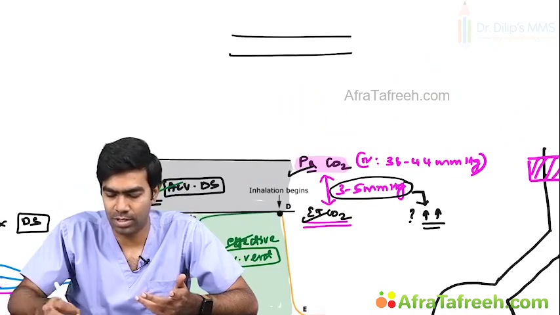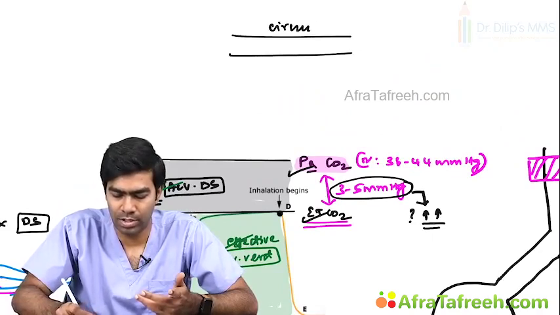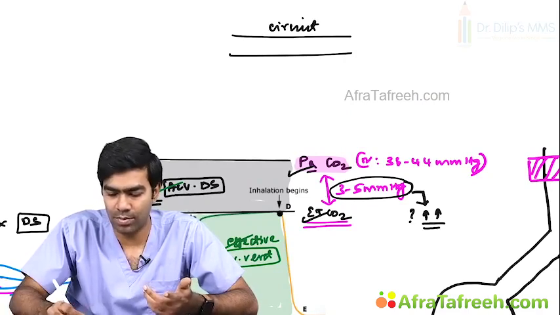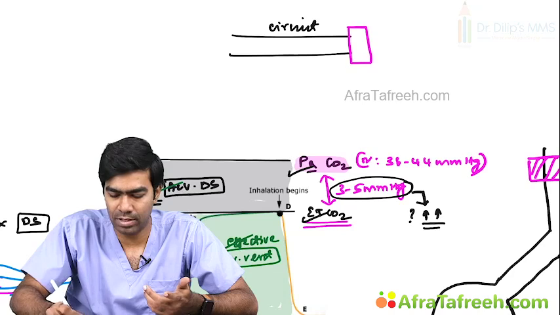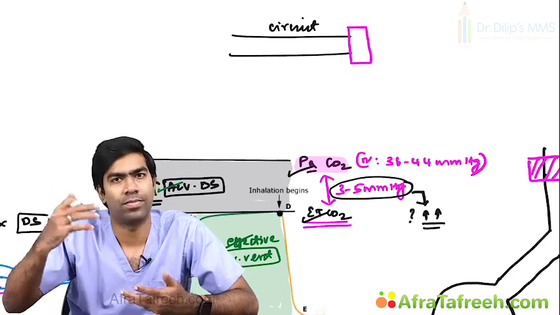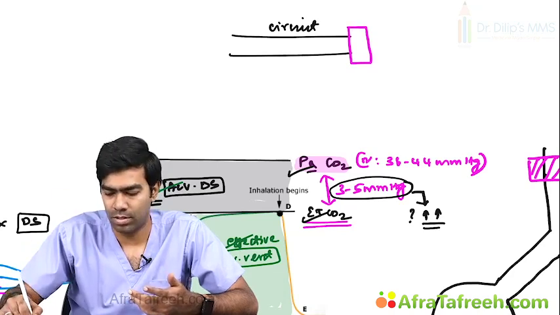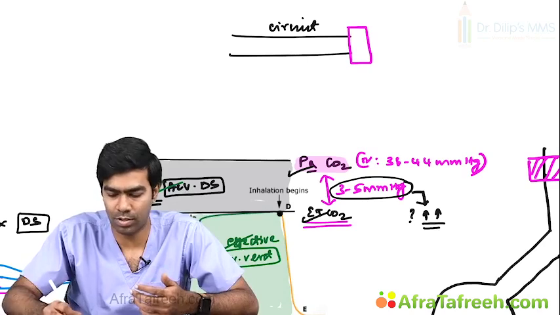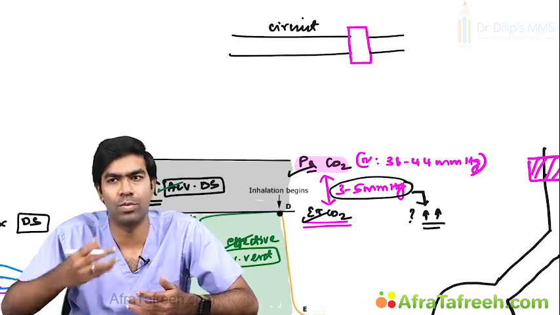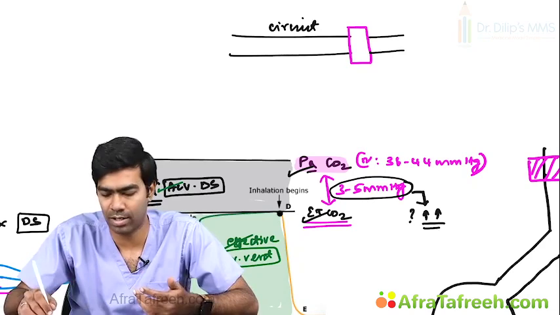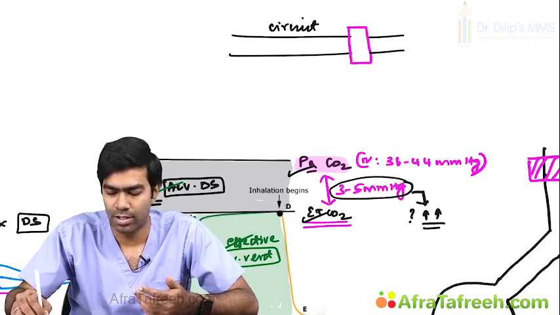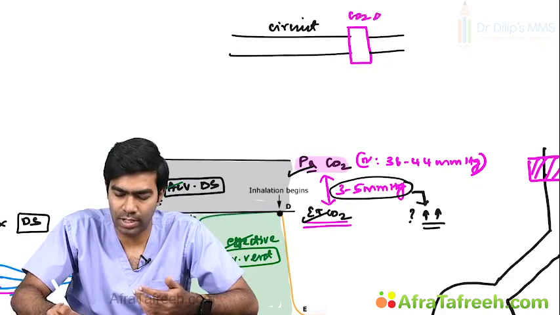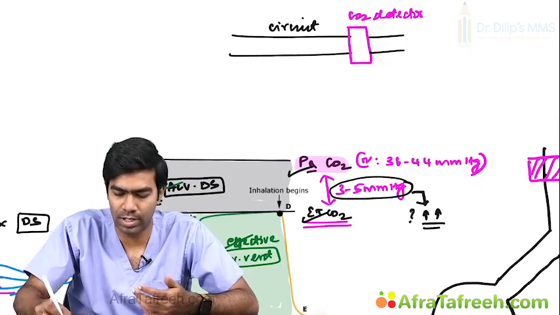Let us assume this is the breathing circuit, including the lungs. The CO2 detector will be placed at the proximal portion of the circuit itself, where the gas goes in and comes out of the circuit. So it could be after the tracheal tube, or near the mouth itself, it doesn't matter. So this is the CO2 detector. How does the CO2 detector detect?